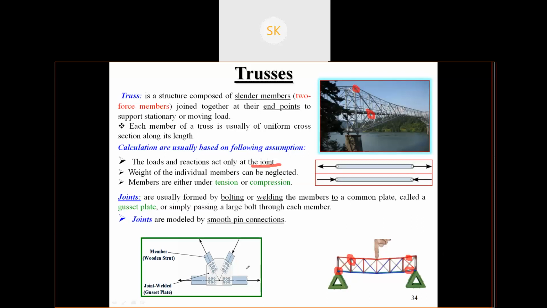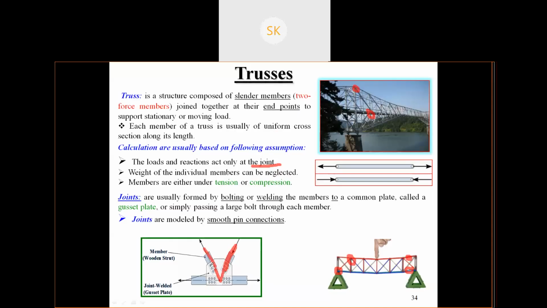So this is one joint, welded. This is one member, this is one member. This member and this member have been joined by welding. Okay, this is the gusset plate. You will get it in higher classes. This is the gusset plate. So these two members have been jointed by welding.